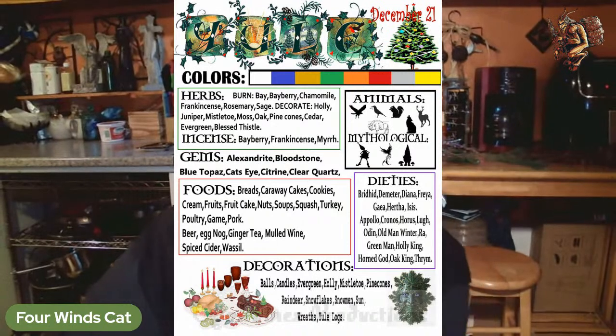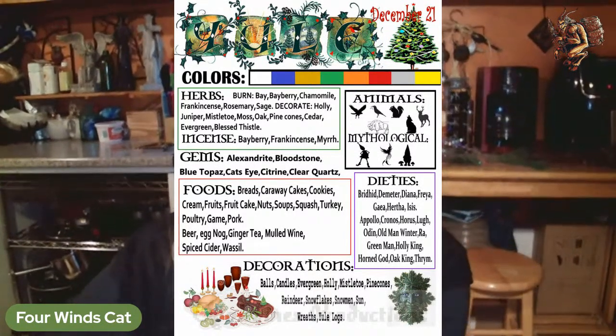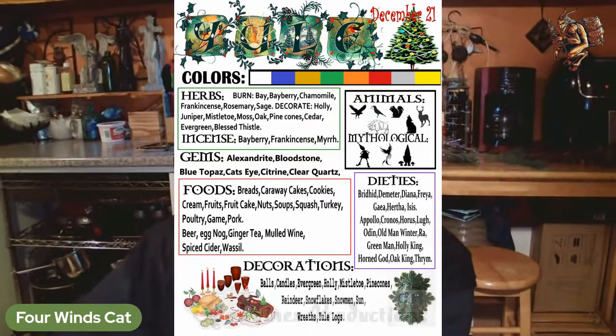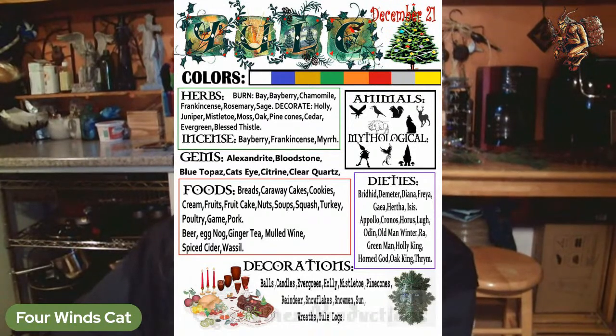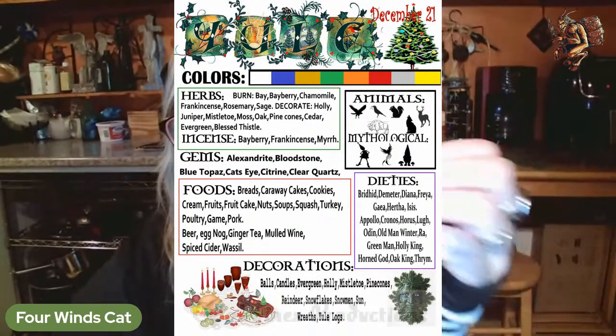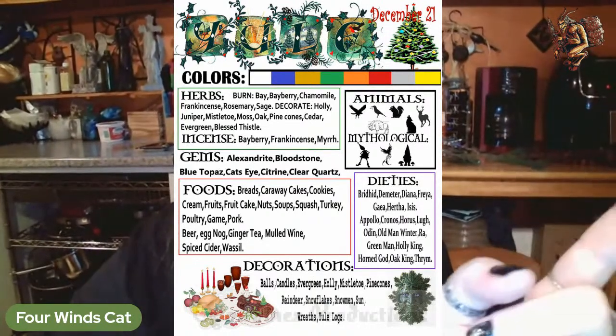The foods of Yule are breads, caraway cakes, cookies, cream, fruits, fruitcake, nuts, soups, squash, turkey, poultry, game, of course, if you're hunting deer, pork, beer, I almost said bear, eggnog, ginger tea, mulled wine, spiced cider, and wassail. Wassail is a hard cider. So, in case you're not familiar with what that is, I had to look it up.